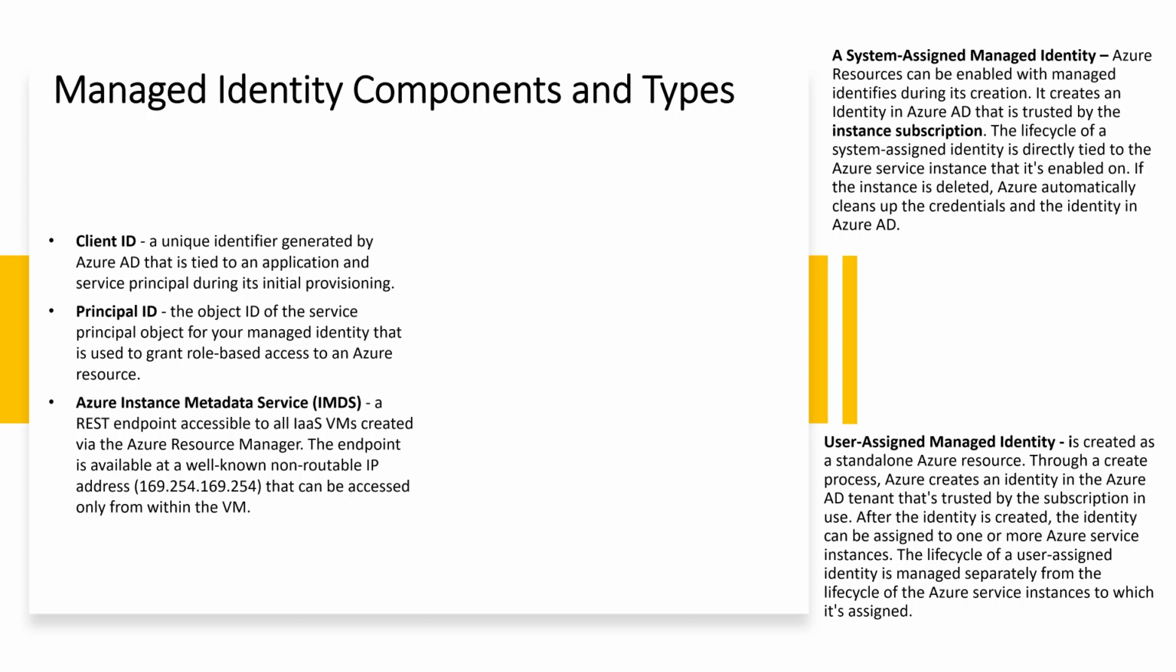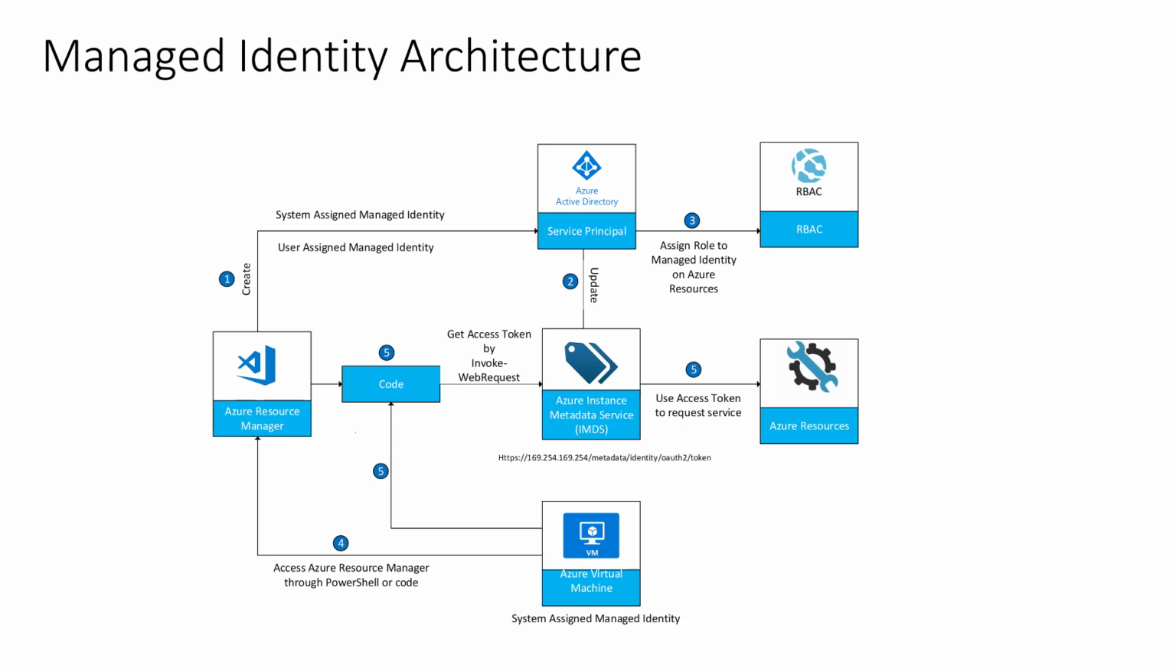And we'll see how that matters, and what the difference is between a system assigned managed identity and a user assigned managed identity momentarily. Now, moving forward, let's look at a very high level at what this architecture looks like. Obviously we all know the ARM, or Azure Resource Manager. Through Azure Resource Manager, we can create either a system assigned managed identity or a user assigned managed identity through Azure CLI, Azure Portal, or PowerShell, whatever you prefer.